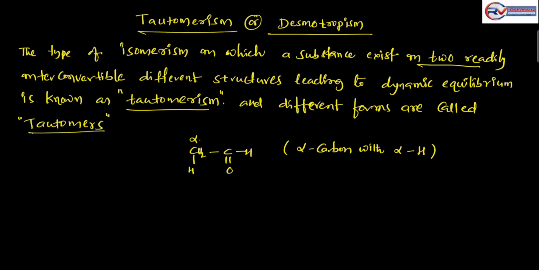Okay, let's see an example for tautomerism. Here I am taking one molecule, acetaldehyde, CH3 C double bond H. In this molecule, the carbon has a double bond with oxygen, and the adjacent carbon is CH3. The carbon in C double bond O is sp2 hybridized, and the adjacent carbon is an sp3 carbon. This sp3 carbon is the alpha carbon, and the hydrogens on the alpha carbon are the alpha hydrogens.